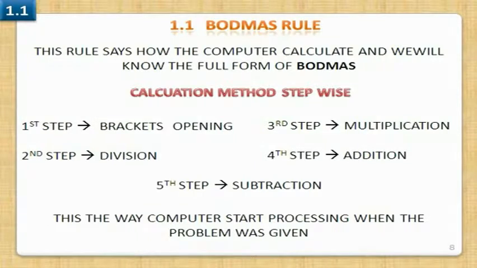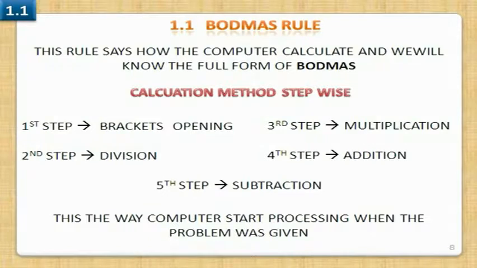The rule says how the computer calculates, and we will know about the calculation methods, stepwise. The first step checks for brackets, the second step checks for division, the third step checks for multiplication, the fourth step checks for addition, the fifth step checks for subtraction. This is the way the computer solves the problem.